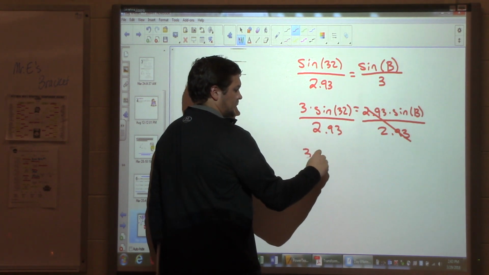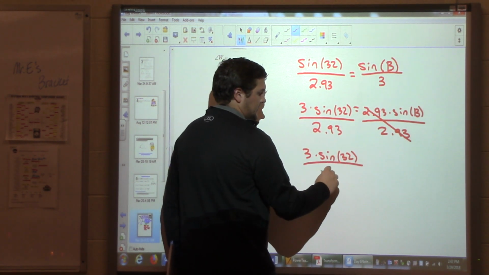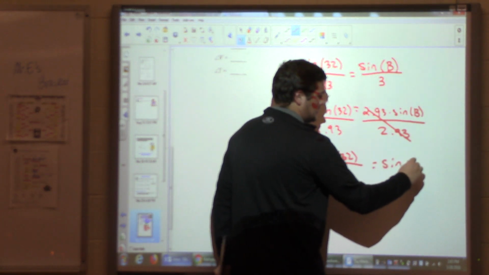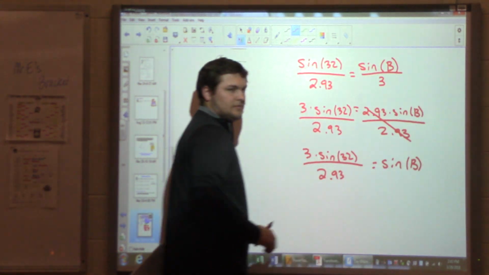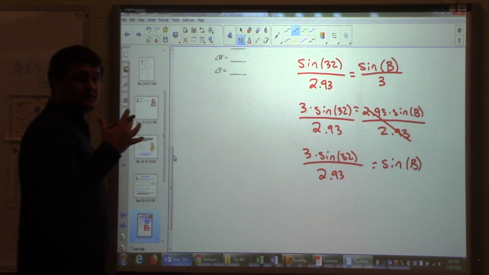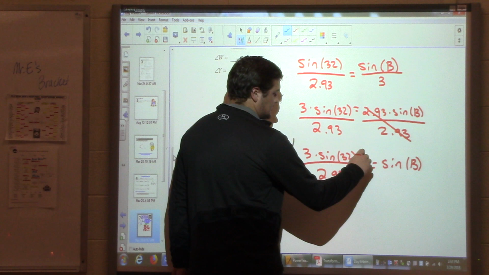So I get 3 times sine of 32 divided by 2.93 equals sine of B. Alright? Last thing I have to do, I don't want sine of B, I want just B. So I have to take the inverse sine of both sides.